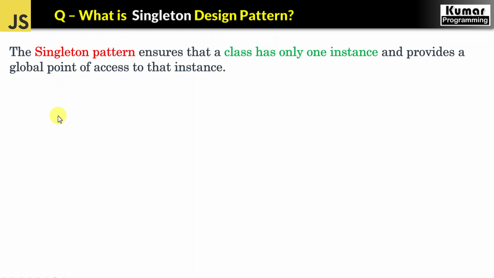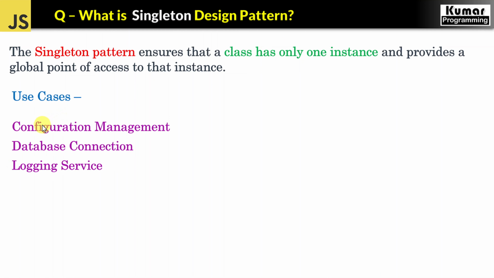And where do we use the singleton pattern? We use the singleton pattern in configuration management, where we have to configure some common configuration throughout the application. Also, we use it in database connections. We ensure that we are connecting to the database once and then we are reusing that connection. And also we use the singleton pattern to create a logging service that ensures that we are creating only one logger object and that object is being used throughout the application.